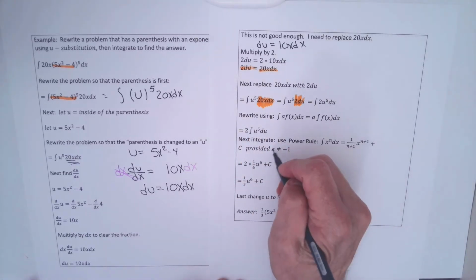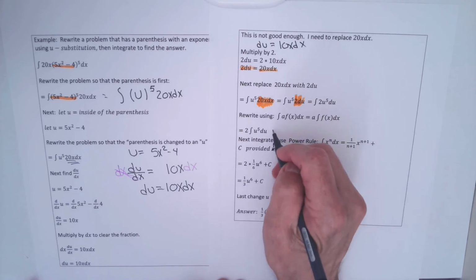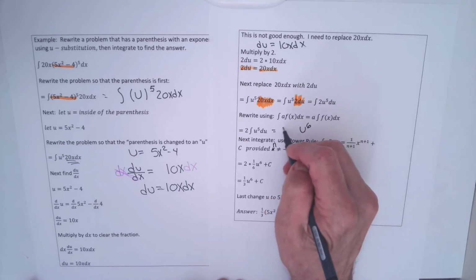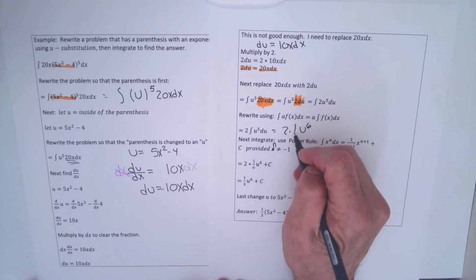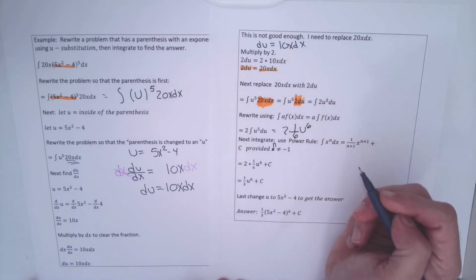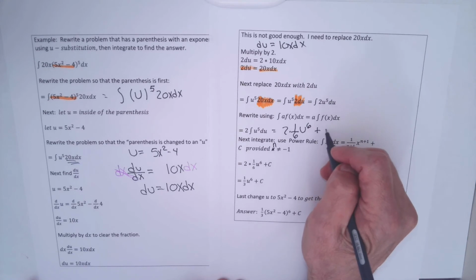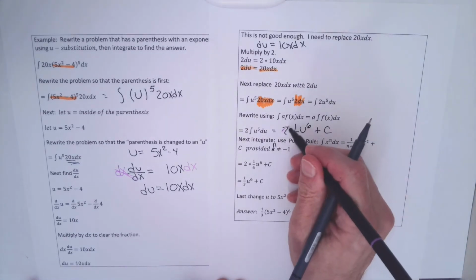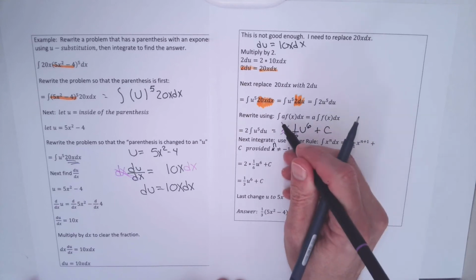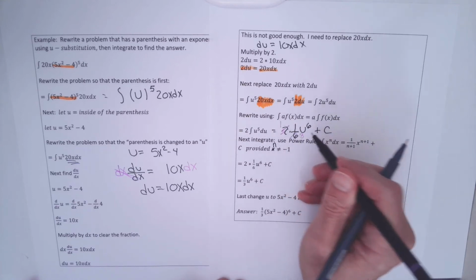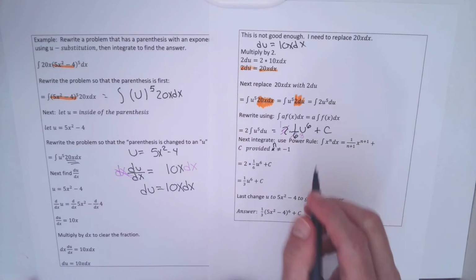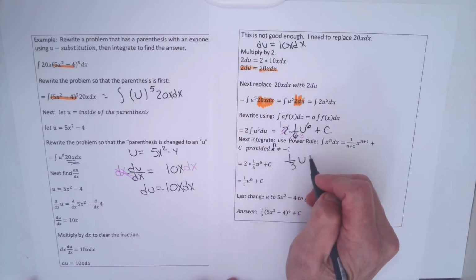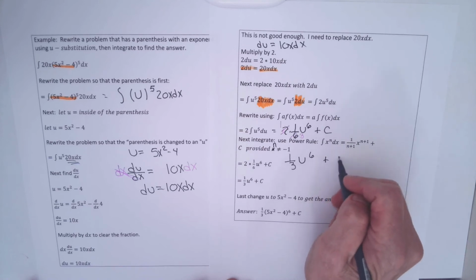And how do I integrate that? I add 1 to the exponent. I'm going to get a u to the 6th. Multiply by a fraction that has 1 over that new exponent. In this case, it's going to be 1/6. Have the plus c. The coefficient of 2 is going to cancel out with that 1/6. 2 will cancel with the 6. The 2 will become a 1. The 6 will become a 3. And that's going to give me 1/3 u to the 6th plus c.